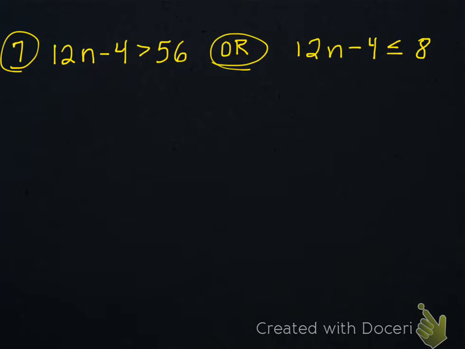All right, number 7. Number 7 looks a little different, but that's okay. It's still an OR statement. So we're still going to work on the left half separate from the right half. On the left half, I need to add that 4 to both sides. In adding that 4, I now get 12n is greater than what? Yep, 60. Now 60 is divisible by 12, so I'm going to divide it, and I get a 5. N is greater than 5.